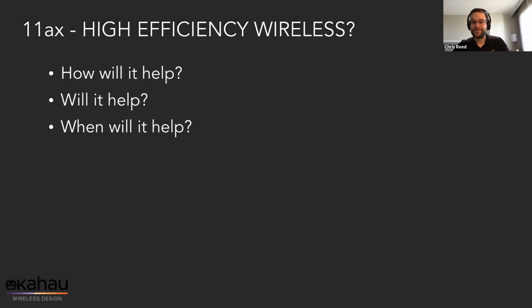So AX will definitely help. There's a lot that comes along with it that'll help in very high density, particularly the OFDMA and resource units, being able to split that channel up into smaller sections and having multiple clients send at the same time.